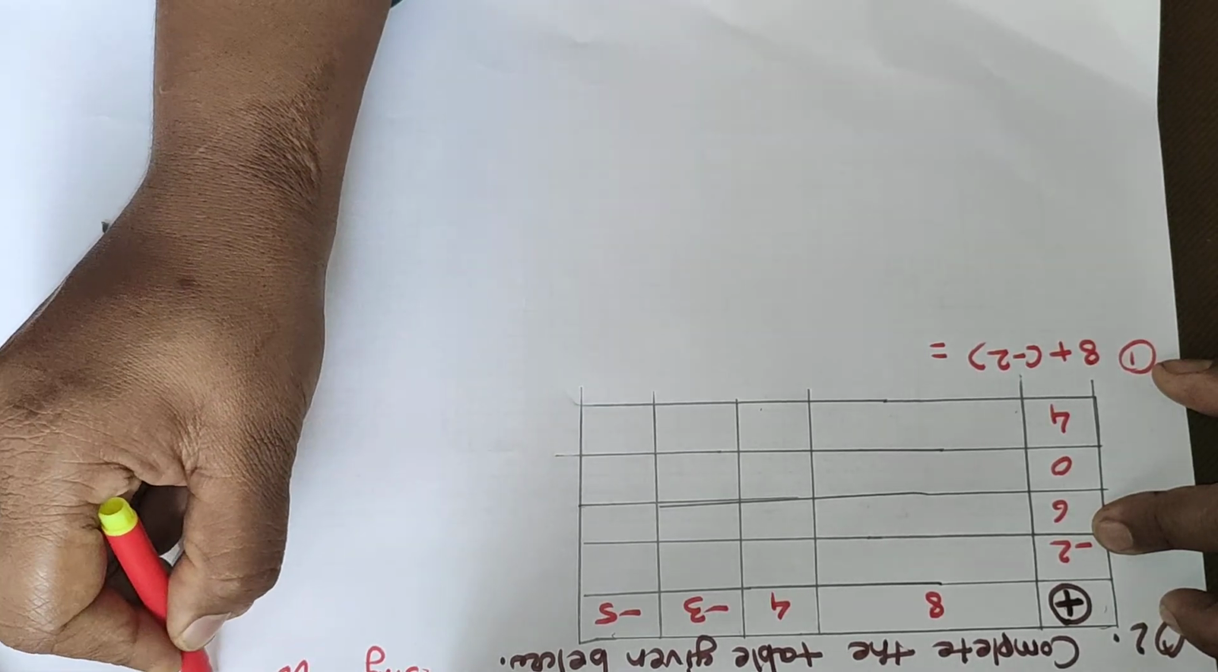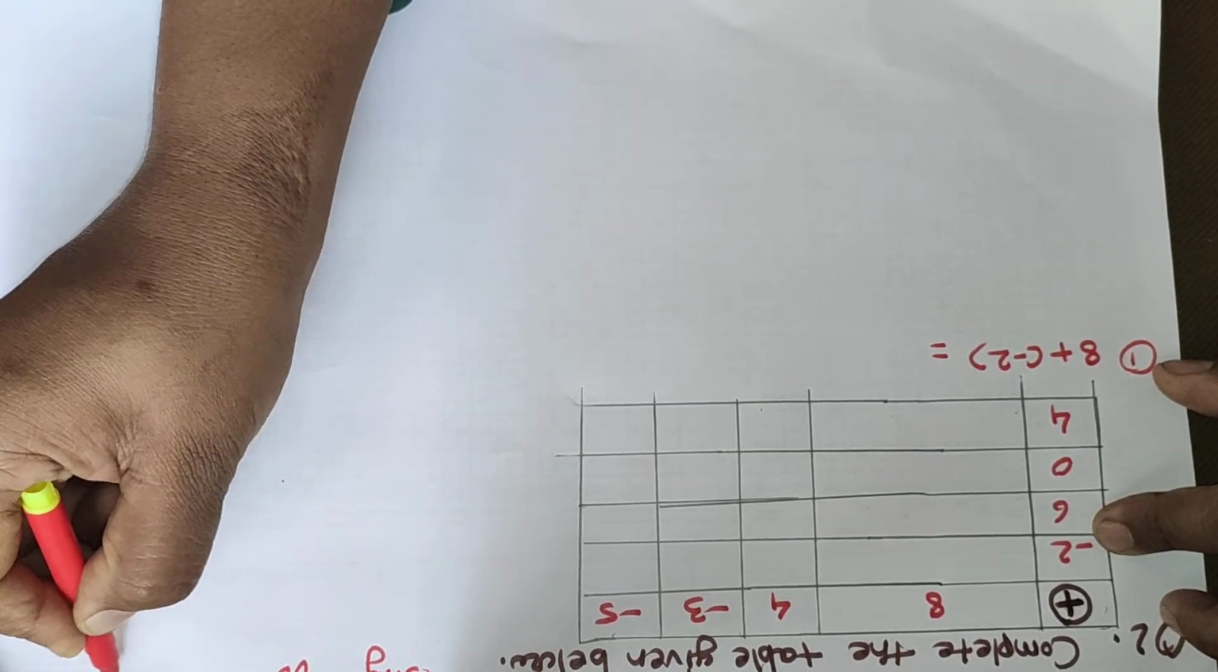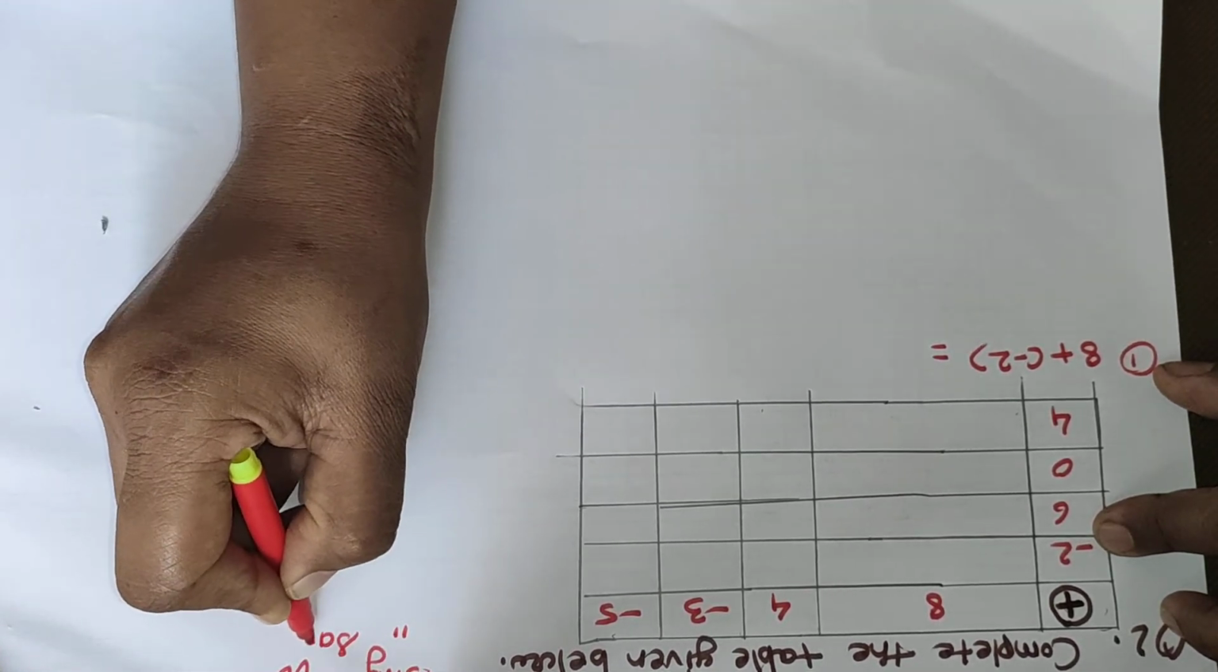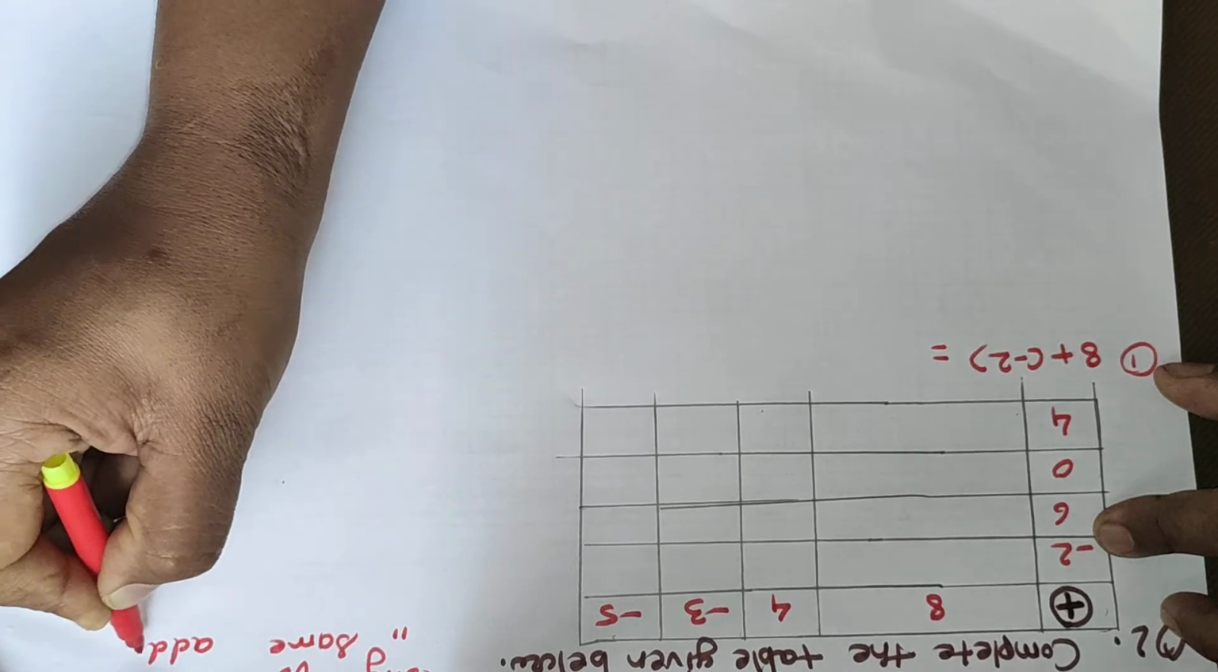Subtraction. What we have to do? Subtraction. And if the sign is the same, then what we have to do? Addition. If the sign is the same, we have to do addition.